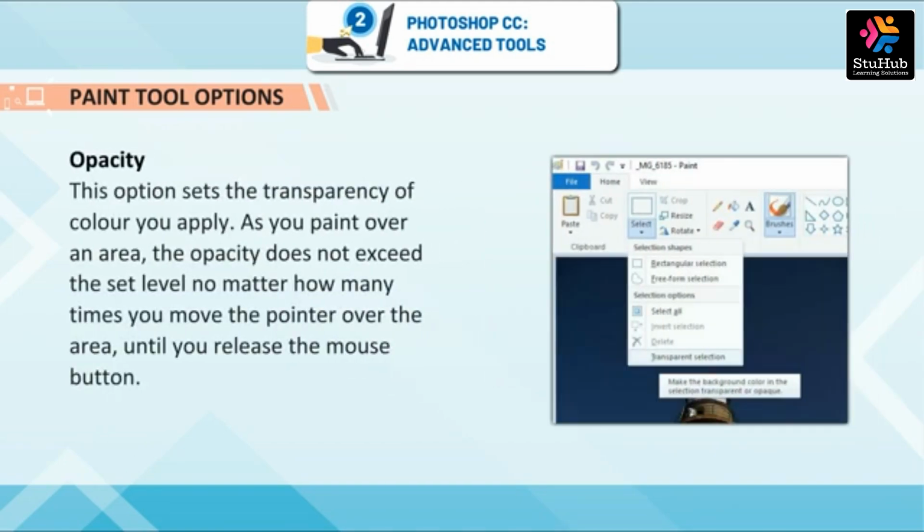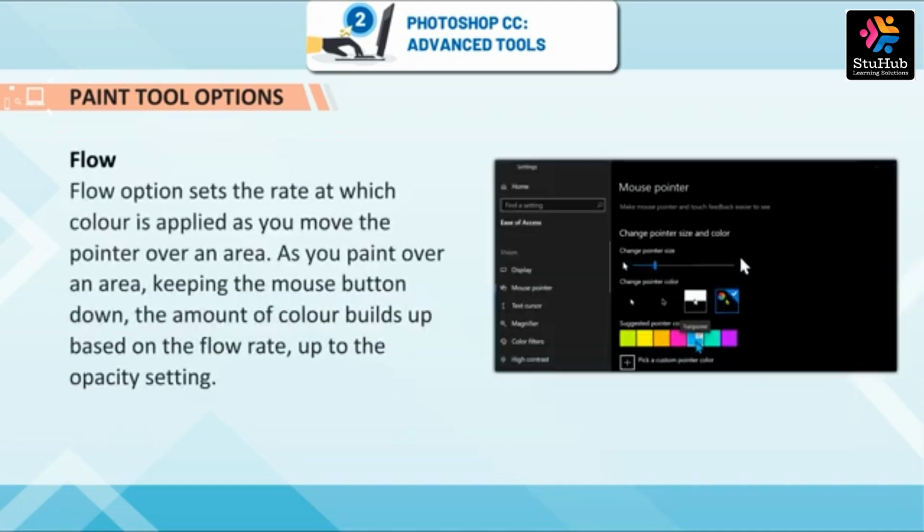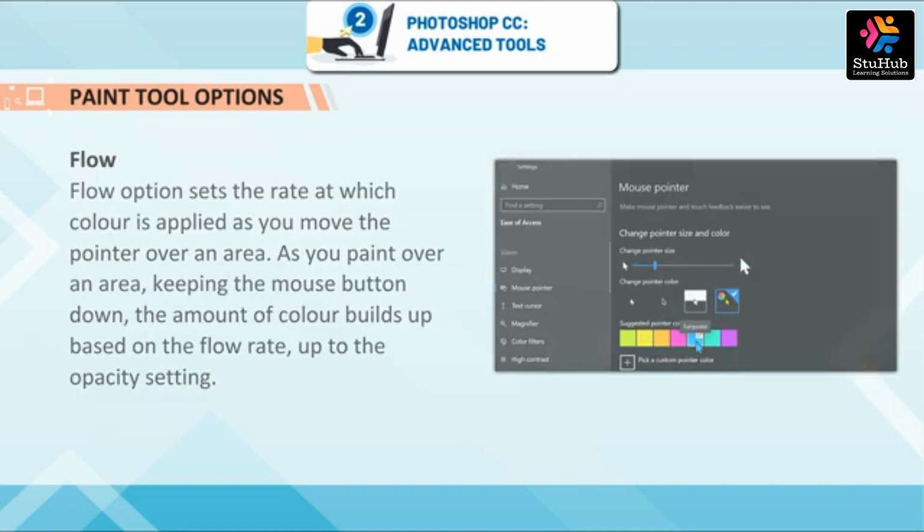Opacity. This option sets the transparency of color you apply. As you paint over an area, the opacity does not exceed the set level no matter how many times you move the pointer over the area until you release the mouse button. Flow. Flow option sets the rate at which color is applied as you move the pointer over an area. As you paint over an area, keeping the mouse button down, the amount of color builds up based on the flow rate up to the opacity setting.